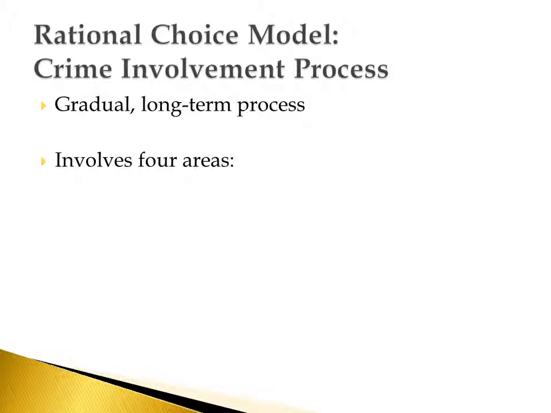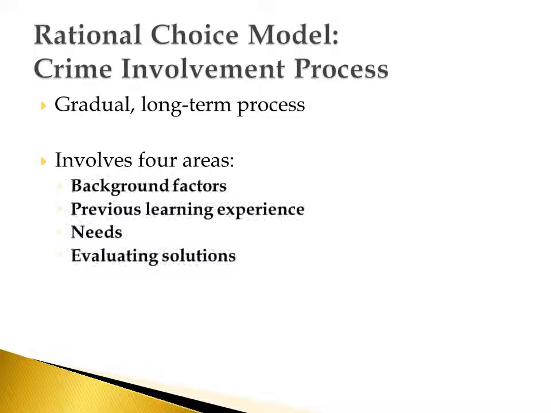Cornish and Clarke really see the long-term decision to enter into a life of crime as a gradual, again, long-term process. Much like the process of learning, training, and entering into any kind of profession, entering into a long-term life of crime follows a similar process. For them, this process involves four main areas.